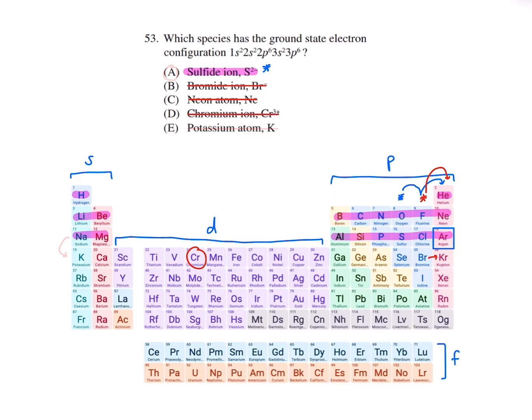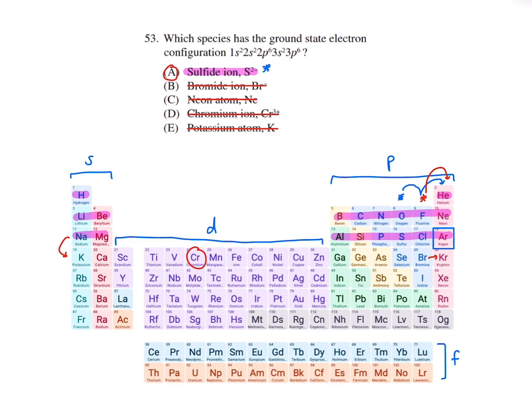Next we have potassium atom. So this is actually in the next energy level. So that would be 4s1. So we know potassium atom is not going to work. So our first guess here is correct. We have A, sulfide ion S2-, as the species for this ground state electron configuration.